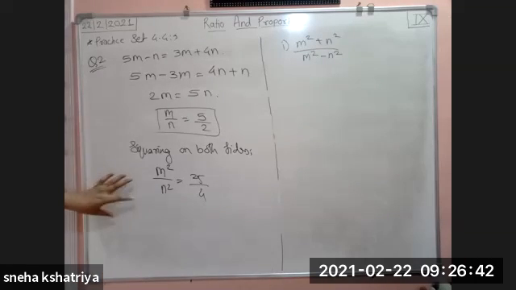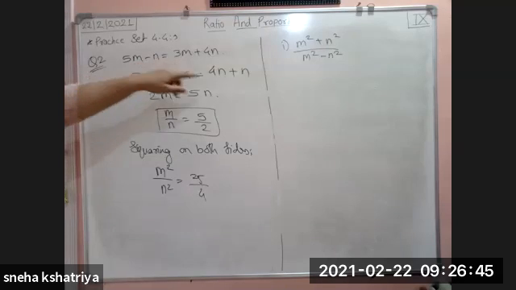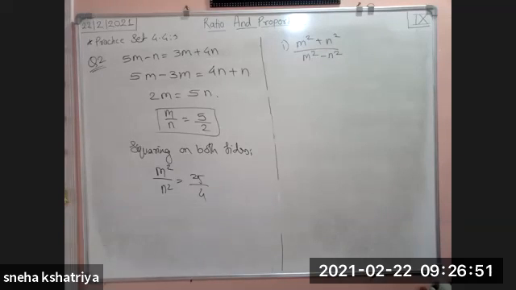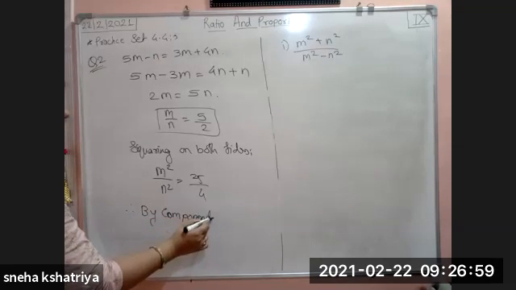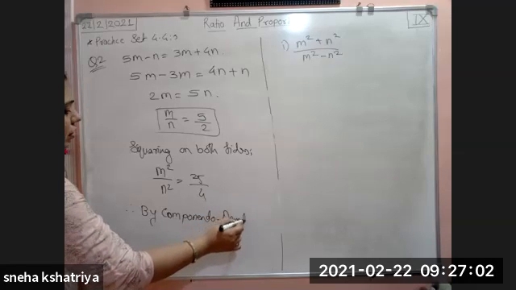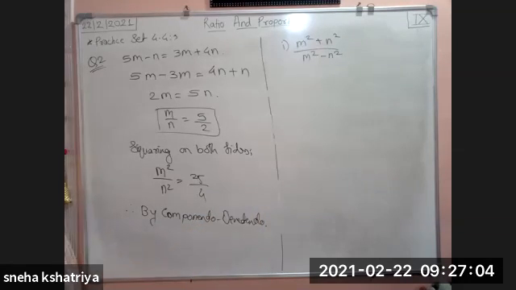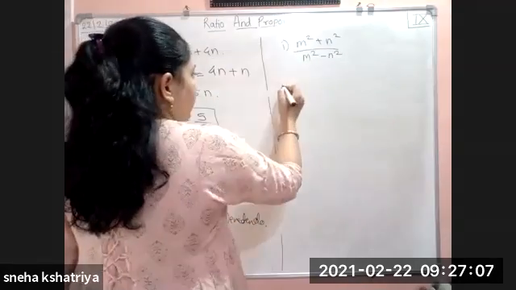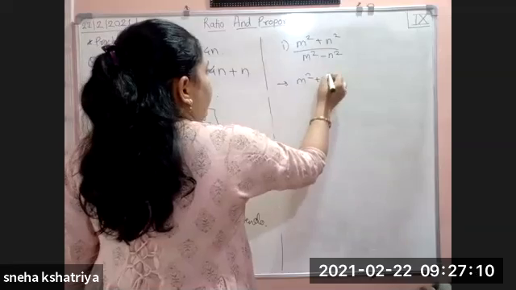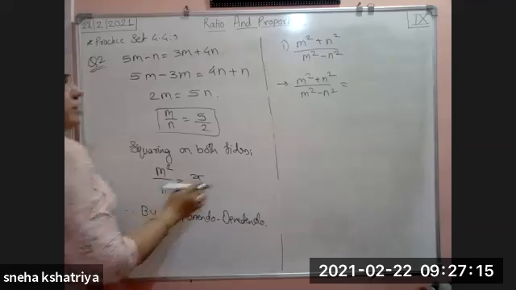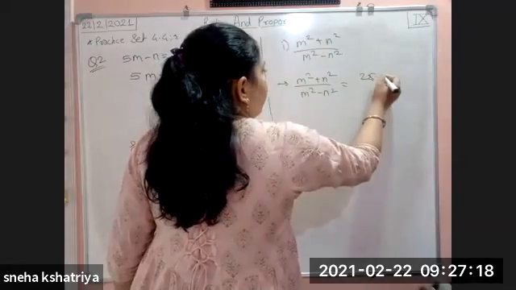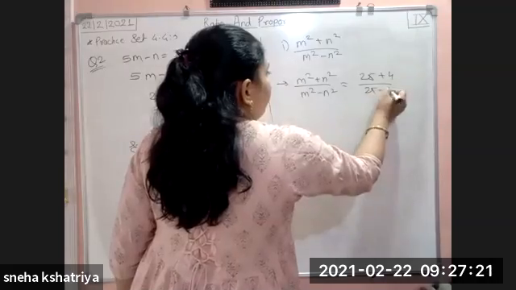Now what we have to do? We need addition at numerator and subtraction at denominator. In which operation does it happen? It happens only in componendo and dividendo. Therefore, by componendo and dividendo, what we will get here? M square plus n square divided by m square minus n square. At right side also, 25 plus 4 upon 25 minus 4.